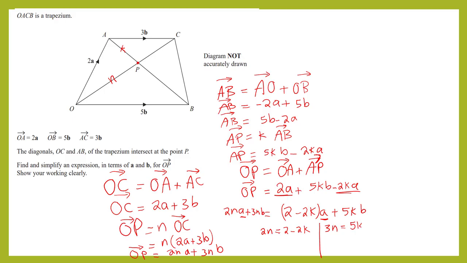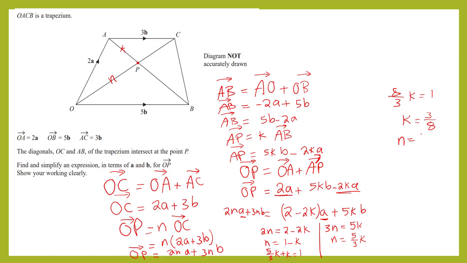So if we take common factor 2 from here, it will be n equals 1 minus k, and here we can say n equals 5 over 3 k. We can replace the n by 5 over 3 k, and here it will be plus k all equals 1. So 5 over 3 plus 1, will be 8 over 3 k equals 1. So the k equals 1 divided by 8 over 3. It will be 3 out of 8. This is the k. We need to find the n.